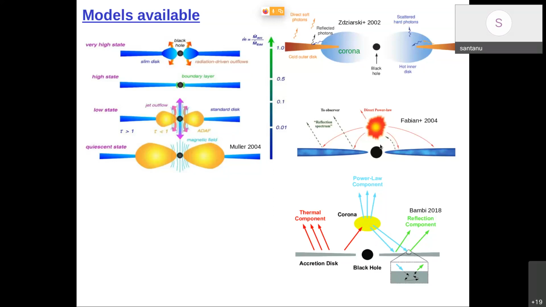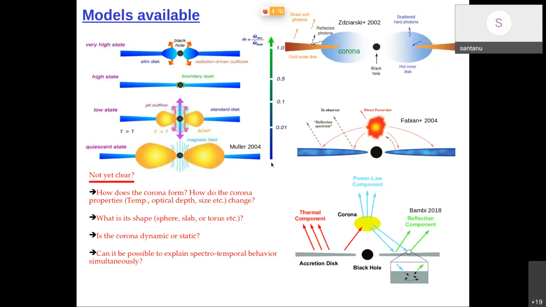However, as you can see in all pictures, one thing is very common: the power law component comes from the corona and the blackbody component comes from the disk, but the position of the corona is different in different models, and its origin is also not clear. So how does the corona form, and what are its properties like optical depth, temperature, size and height, and what is its shape, a sphere or slab or torus? This is not clear yet. And also many models consider a static corona, but as we see during observation, during the outburst period, every day the corona size can change.